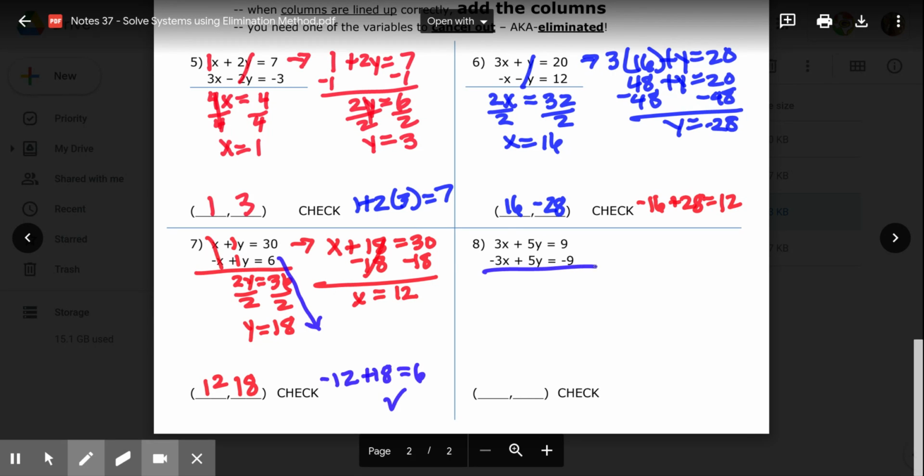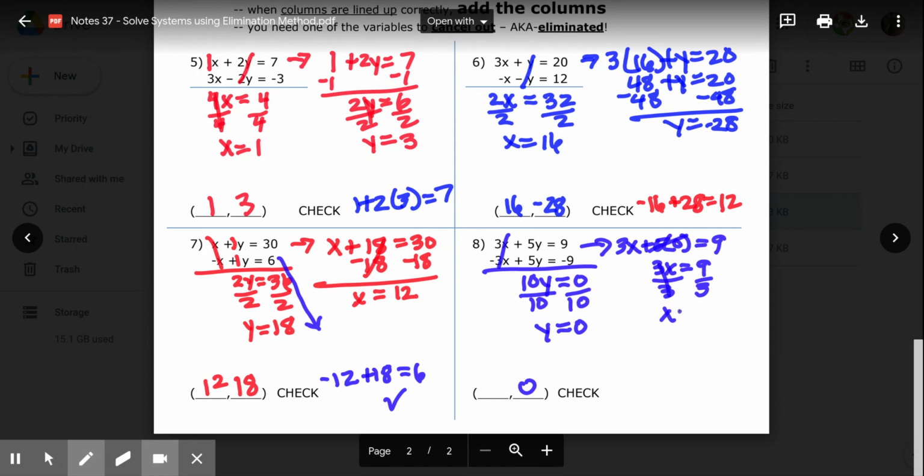Problem 8. Our x's cancel out. 5y and 5y is 10y equals 9 minus 9 is 0. Well, when you do 0 divided by any number, you get y is 0. I'm going to use this equation right here. So I have 3x plus 5 times 0 equals 9. Well, 5 times 0 is 0. That cancels out. So basically, we just have 3x equals 9 divided by 3. So x equals 3.